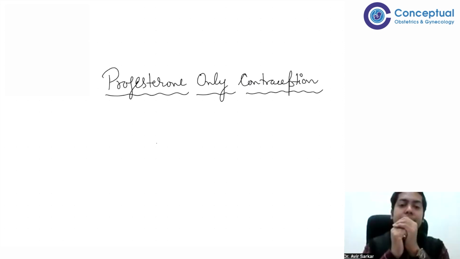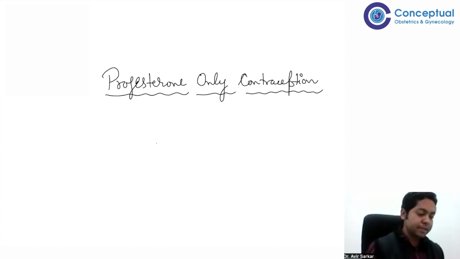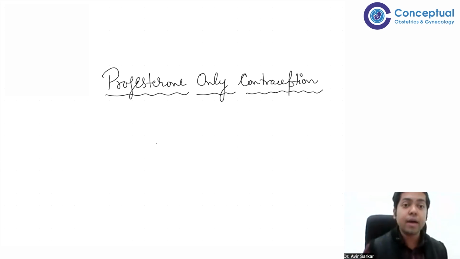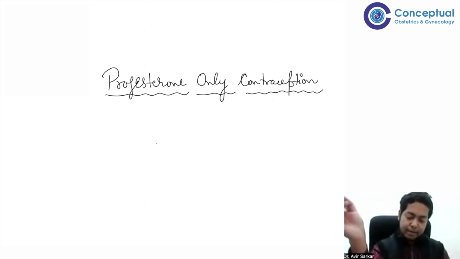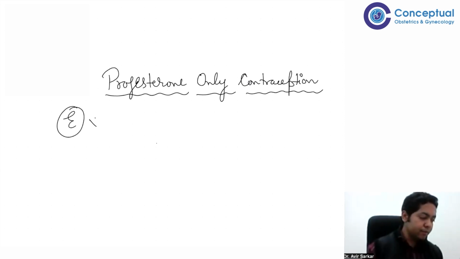Today we will be dealing with progesterone-only contraception. Progesterone-only contraception is given to women generally who have contraindications to estrogen. So in women where estrogen is contraindicated, you have to give only progesterone.